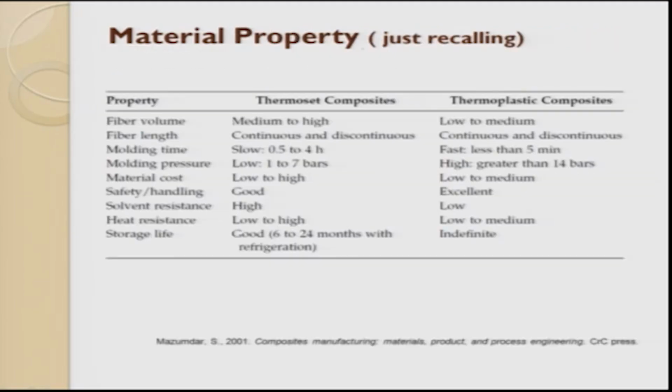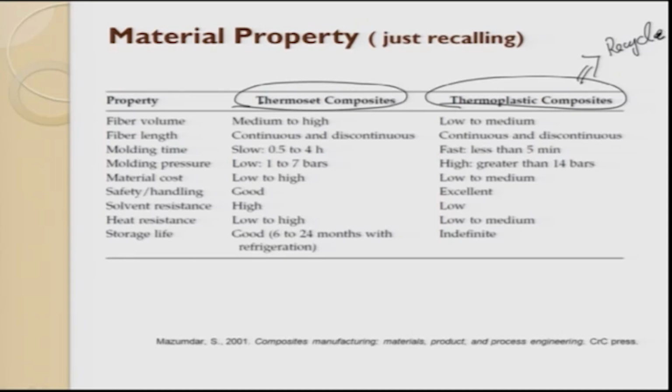So this is just a recap. You can see that we saw about thermoset and thermoplastic composite. Thermoplastic, the major thing is that it is recyclable. But here it is non-recyclable. The fiber volume fraction can go from medium to high here, and from low to medium there.